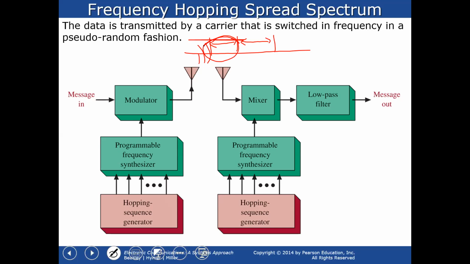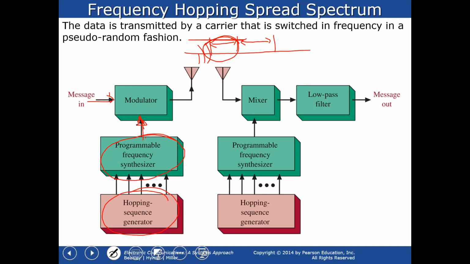In a block diagram of a frequency hopping system, you're going to find that it needs a programmable frequency synthesizer and a hopping sequence generator. So this is going to be generating my frequencies, and the programmable frequency synthesizer will take the message in and modulate it through a random carrier frequency. So now it's not going to be 1 carrier frequency, it's not going to be 2, it's going to be a number of frequencies that are randomly generated.